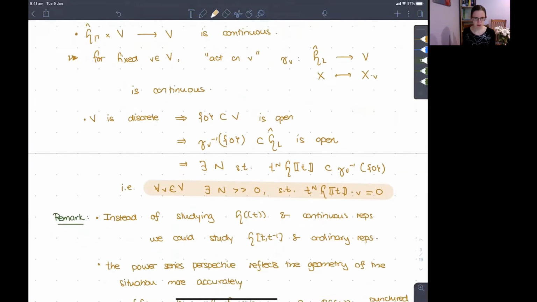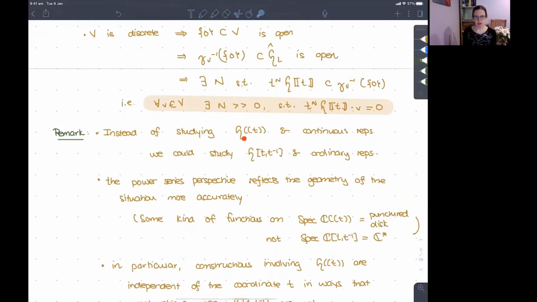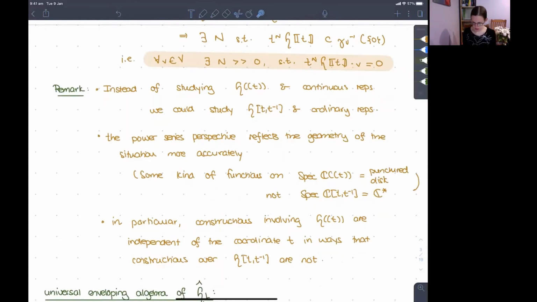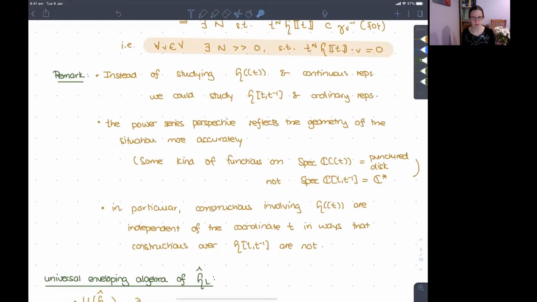Okay. So a remark is that instead of studying this guy with its continuous representations, we could study this guy with ordinary representations, and then we don't need to worry about needing infinitely many basis elements in a sum and things like that. And the reason that I've chosen to focus on this one is because it reflects the geometry of what's going on more accurately. So geometrically, this is the only spec that is going to appear in this talk. There's something going on involving the punctured disk, which is spec of Laurent power series, and not C star, which is spec of this guy. And one particular feature that we get when we use infinite sums is that it's independent of the coordinate t, which is useful if you want to do geometric constructions. So we may get to that in future lectures, so I thought we should just introduce all the terminology now.